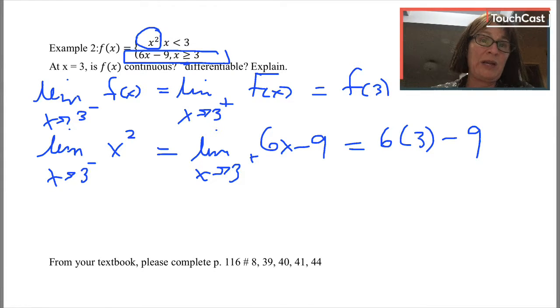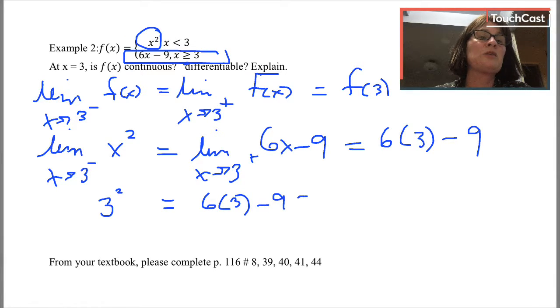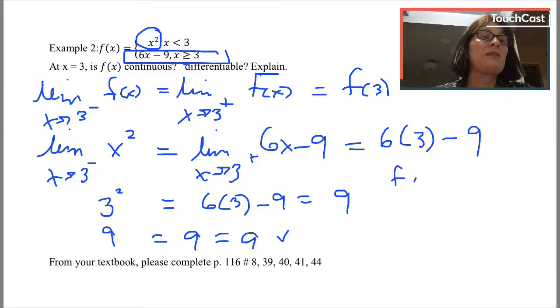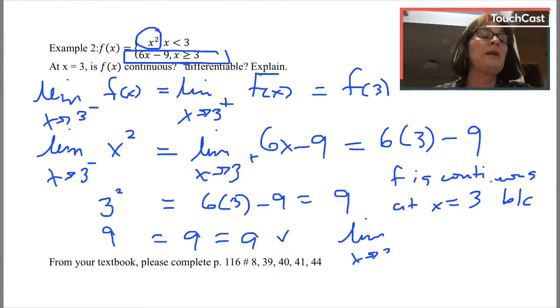So as x goes to 3, what happens to x squared? That's going to go to 3 squared. This is going to go to 6 times 3 minus 9, which is what we already had here, which is 18 minus 9, which is 9. So does 9 equal 9 equal 9? Yes. I'm going to say f is continuous at x equals 3 because the limit as x goes to 3 of f of x equals f of 3.